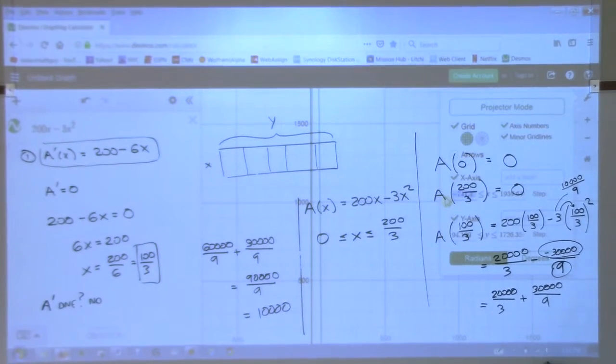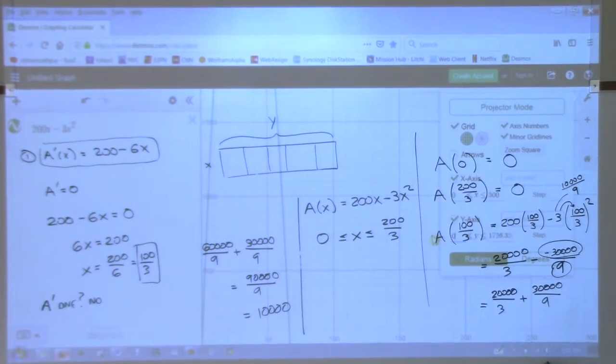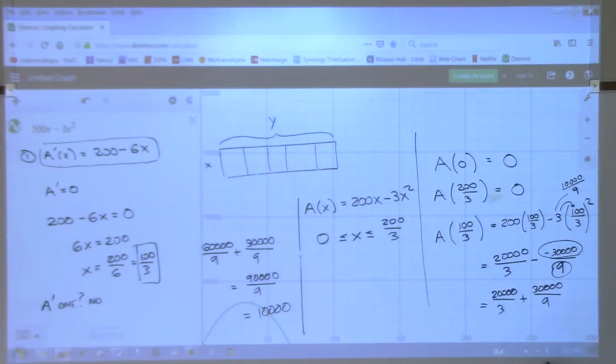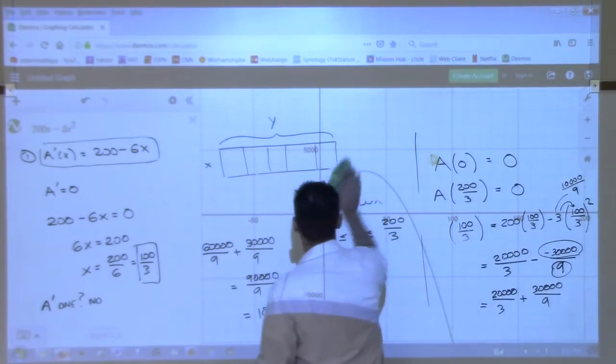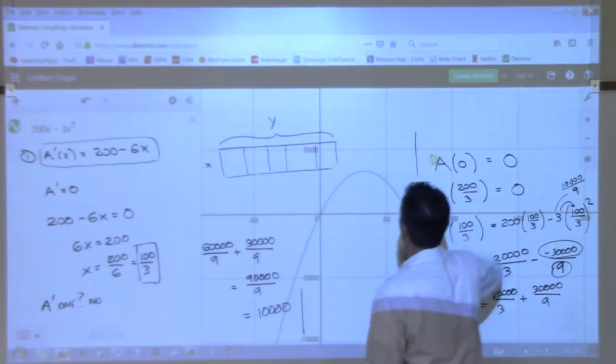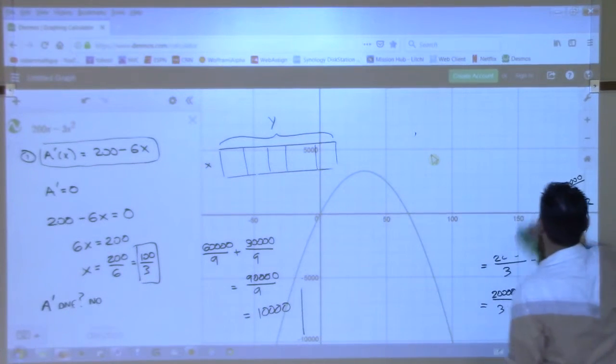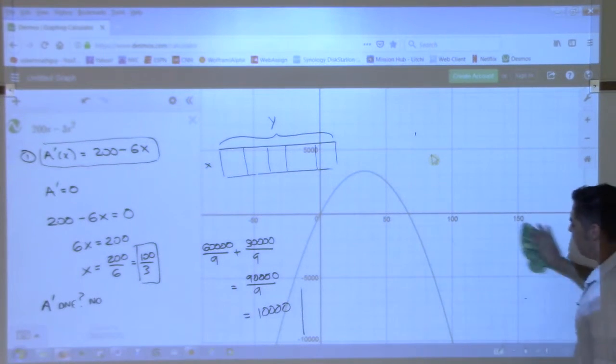Let's go 0 to x. The biggest x we said, let's just go 300 here. And the y, I'm going to go from 0 to 20,000. There we go. There's our graph. Okay? Do y'all see that? There's the graph of our function.